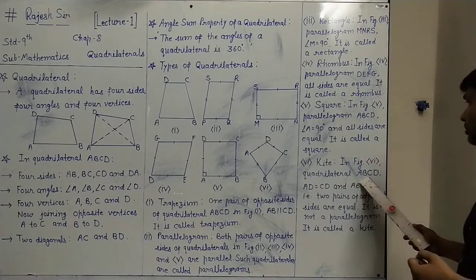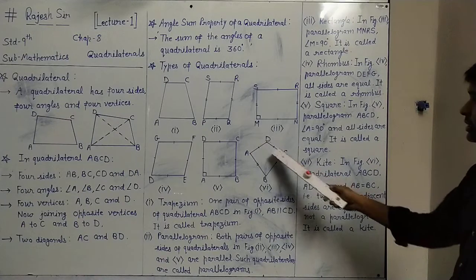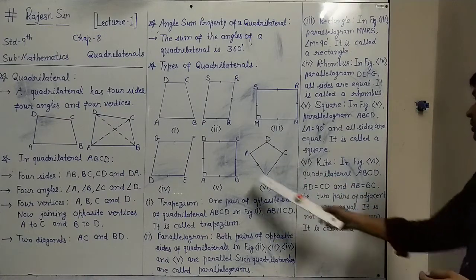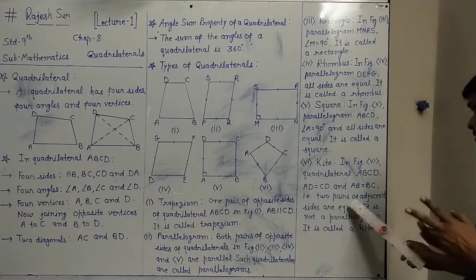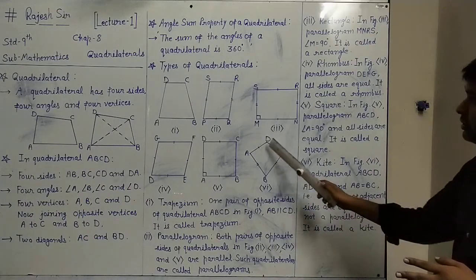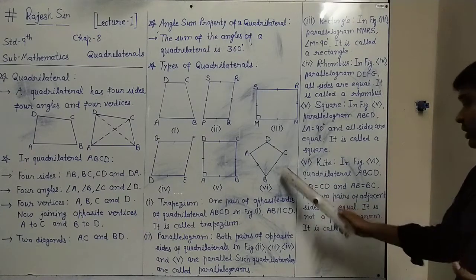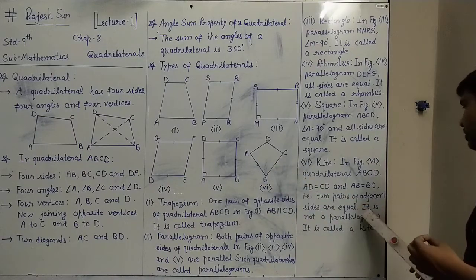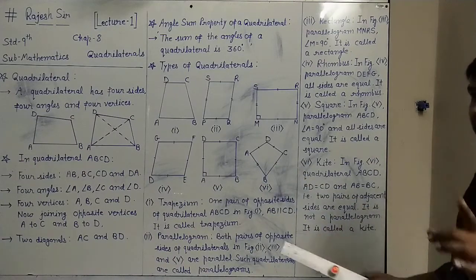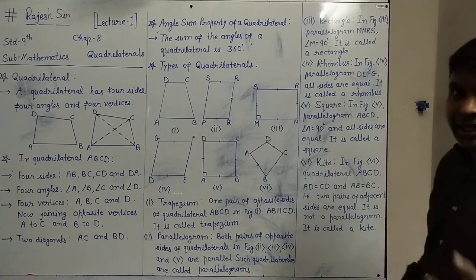The quadrilateral ABCD is given. In that AB equals AD is given, and CB equals CD is given. That is two pairs of adjacent sides. These two adjacent sides are equal, and these two are also adjacent sides, and they are equal. So two pairs of adjacent sides are equal. This type of quadrilateral is not a parallelogram. So what is this called? It is called a kite.